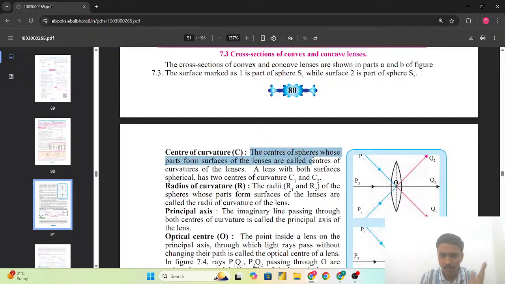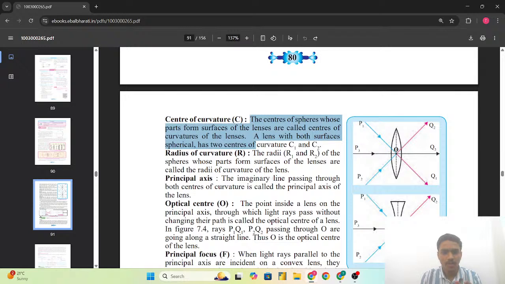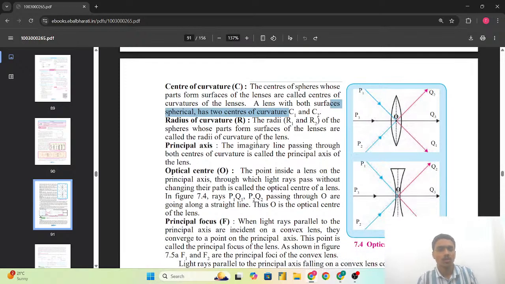सेंटर ऑफ द स्फीयर्स हुज पार्ट्स फॉर्म द सरफेस ऑफ द लेंस आर कॉल्ड सेंटर्स ऑफ द कर्वेचर और द रेडाई ऑफ द स्फीयर्स हुज पार्ट्स फॉर्म द सरफेसेस ऑफ द लेंसेस आर कॉल्ड एज द रेडाई ऑफ द कर्वेचर ऑफ द लेंस. सिर्फ यहाँ पर सेंटर लिखना है, बाकी सब पार्ट सेम है. यहाँ पर रेडाई लिखना है, दैट इज R1 एंड R2, बिकॉज R1 and R2 are the two radii और सेंटर जो है C1 and C2 है. So these are called the radii of curvature of the lens.